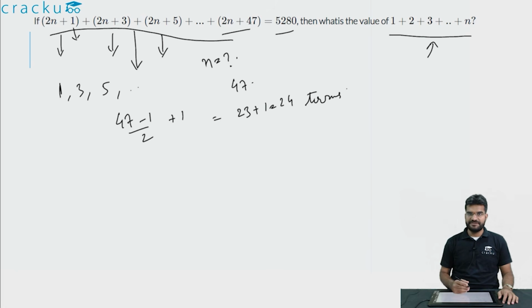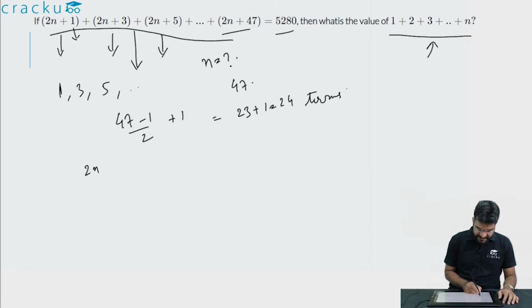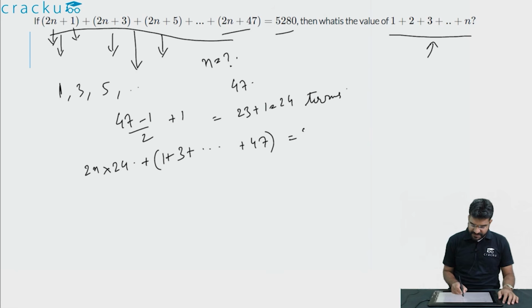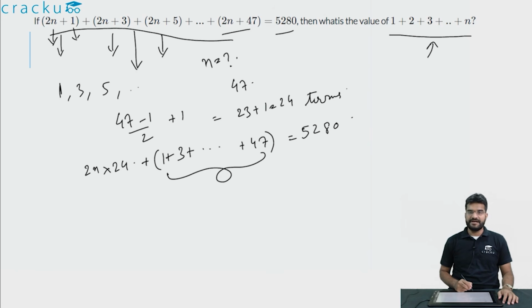There are many ways in which you can calculate the sum. What I prefer to do is, I will simplify this as 2n into 24, which is the first term of each of the brackets, and there are 24 brackets, plus (1 + 3 + ... + 47). We are told that this is equal to 5280. Now the term in this bracket, that is 1 + 3 + ... till 47, can be easily found out.